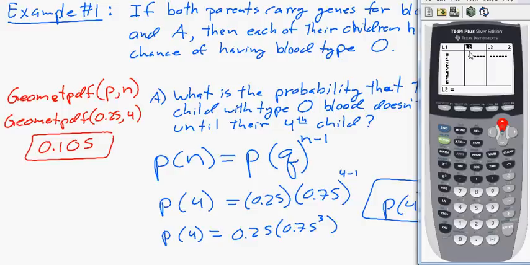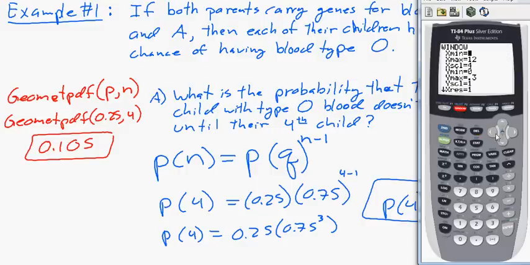Again, I find the easiest thing is to use the geometPDF. We have our probability of success, 0.25, and our number of trials until the first success, L1. And of course, there's a 0% chance of it happening before any child is born. We could probably even delete that because it doesn't make a whole lot of sense. The highest value is the first one, and it drops off.